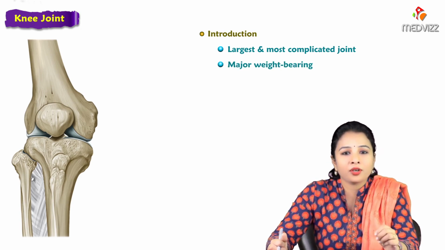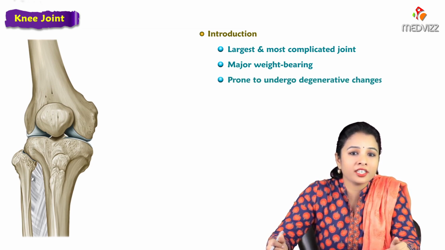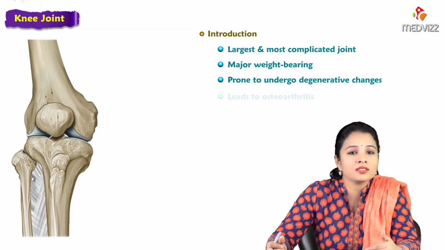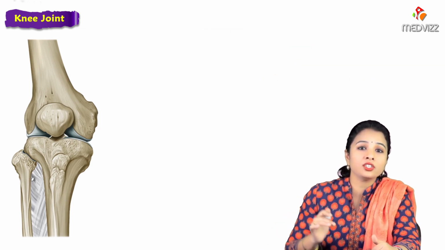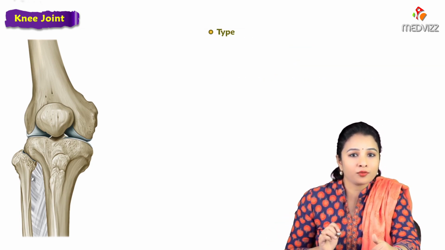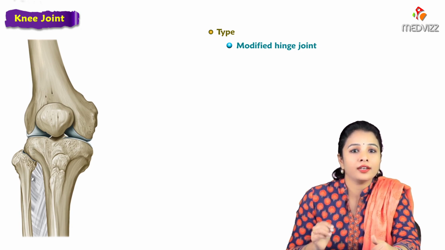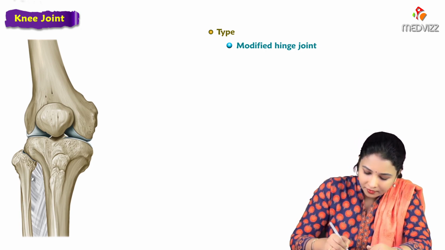And because it is a weight bearing joint, it is prone to undergo degenerative changes due to wear and tear. And this results in osteoarthritis as age advances. So in the knee joint, if we see the type of joint, we can say it is a modified hinge joint. It is a bicondylar synovial joint.